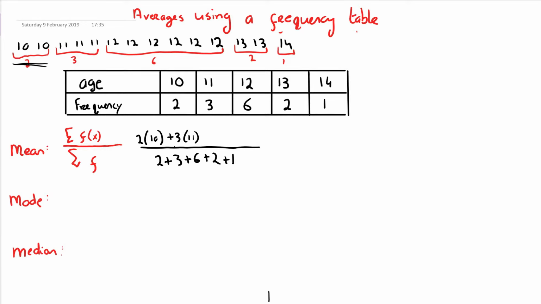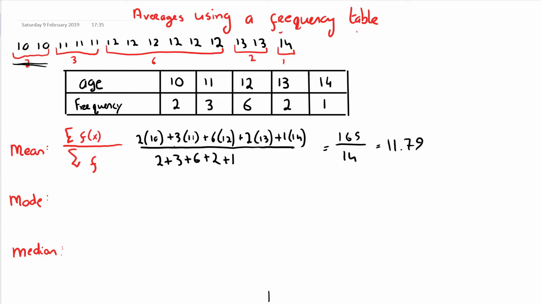3 11s, 6 12s, plus 2 13s, plus 1 14. So if we type the top line into the calculator, we will get 165. Type the bottom into the calculator, we will get 14. So altogether that would be 11.79. So the average age is 11.79.